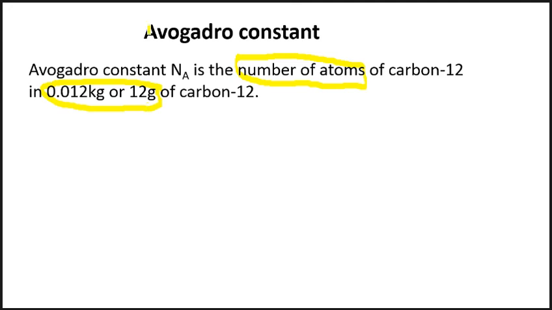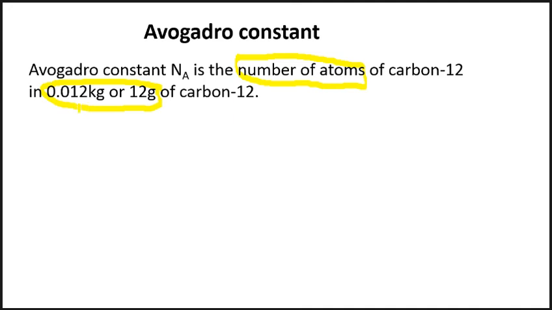So those 2 key points, the number of atoms as well as the relative atomic mass, are key points that must reflect when you are defining the word Avogadro's constant. This is what is expected of you. So I can simply conclude that Avogadro's constant is equal to the number of atoms, or you can as well say 1 mole of atoms.